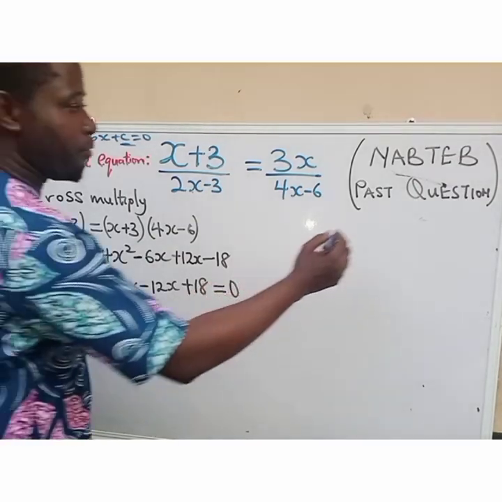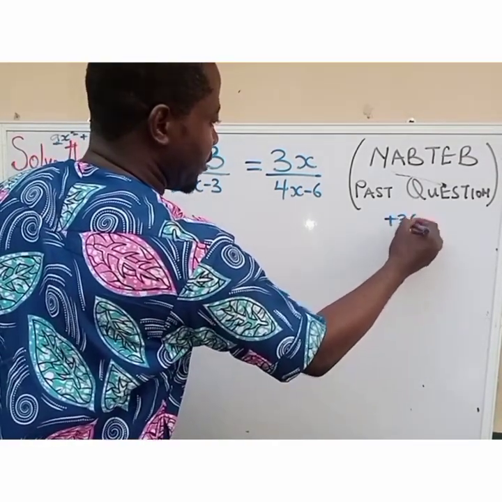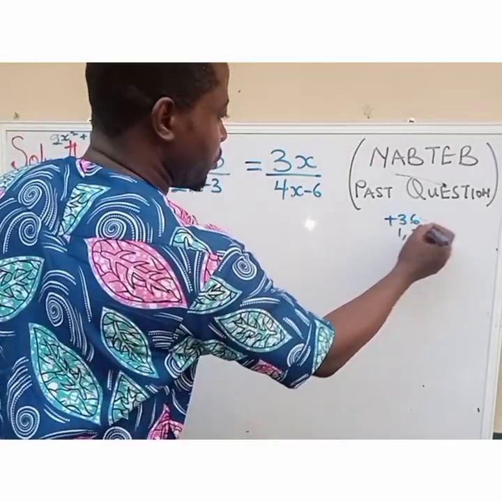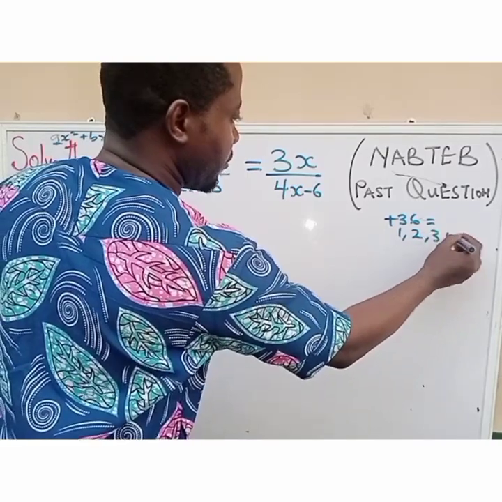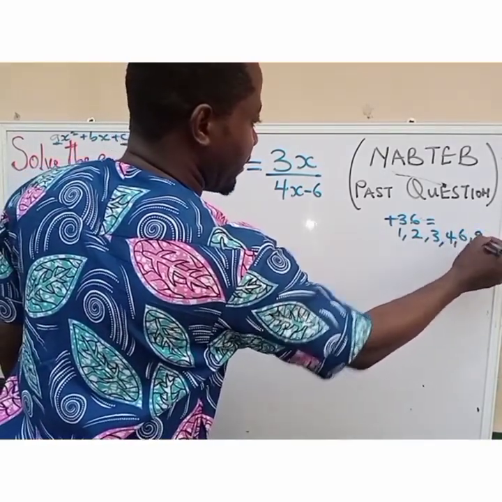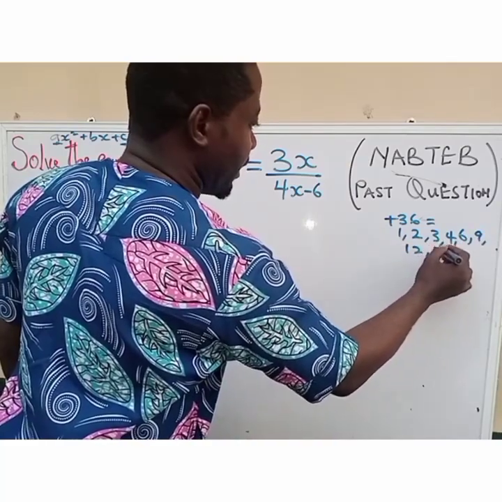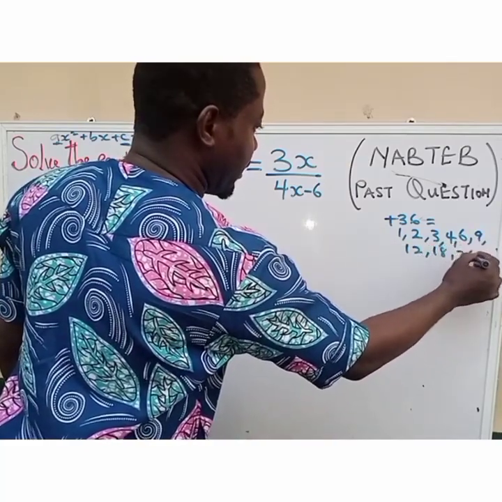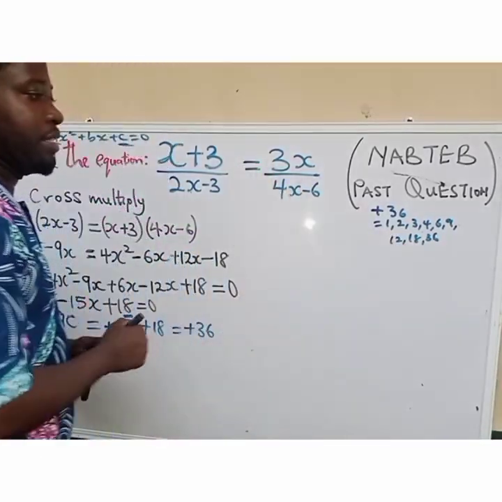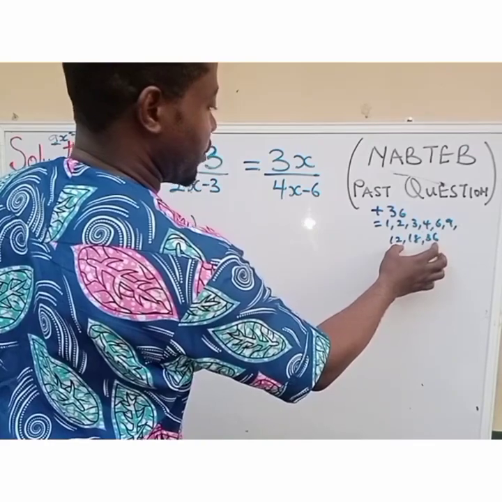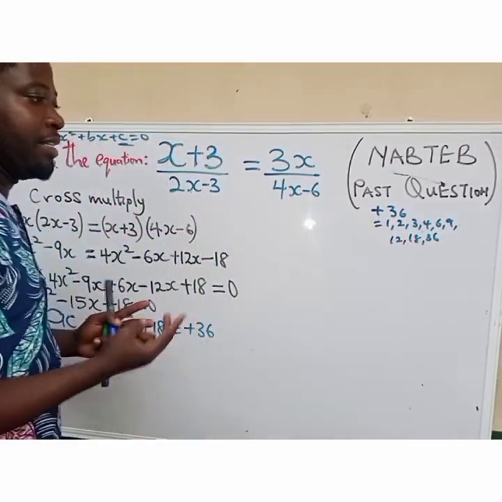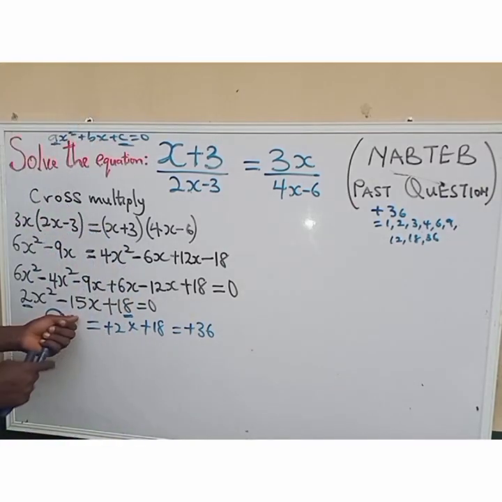Now, I'm going to find the factors of plus 36. What are the factors of plus 36? I have 1, 2, 3, 4, 6, 9, 12, 18, and 36. From the factors of 36, I need two numbers that when I multiply them together is going to give me plus 36, and when I add them together it must give me minus 15.